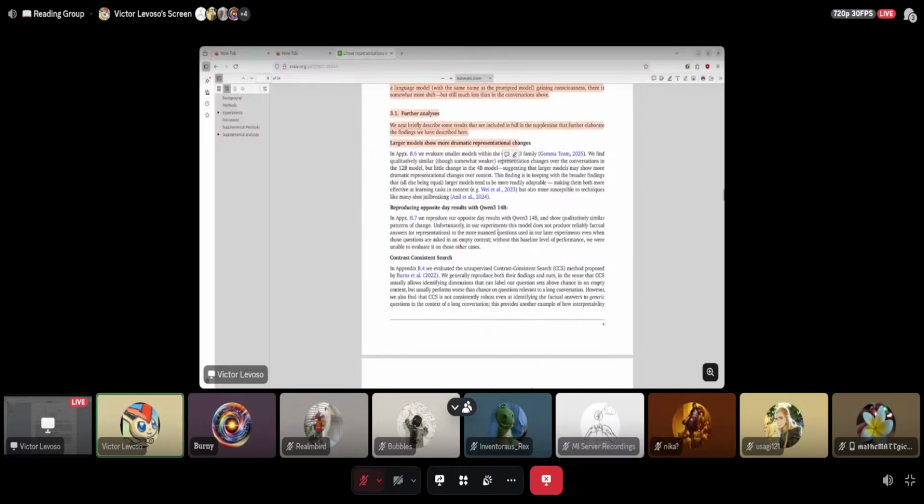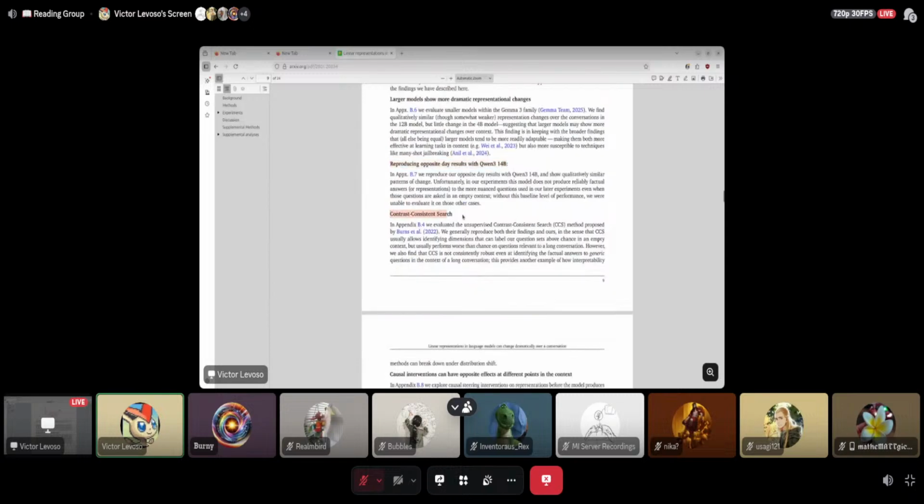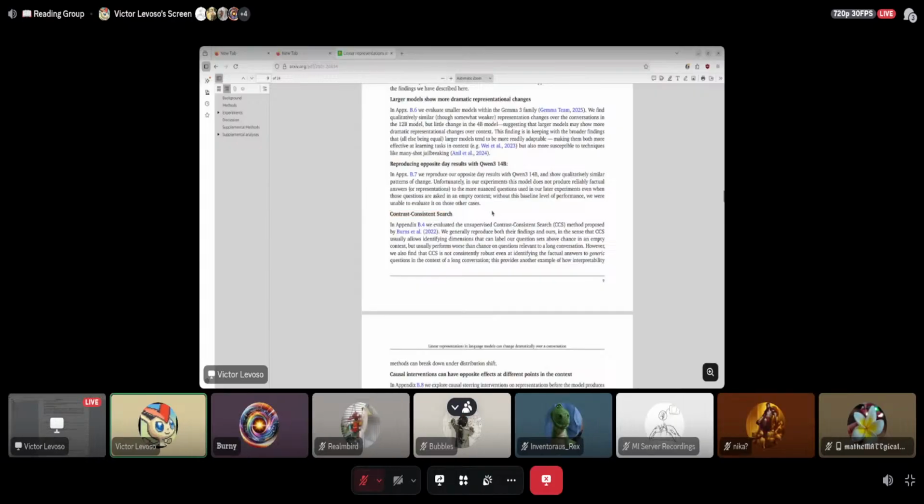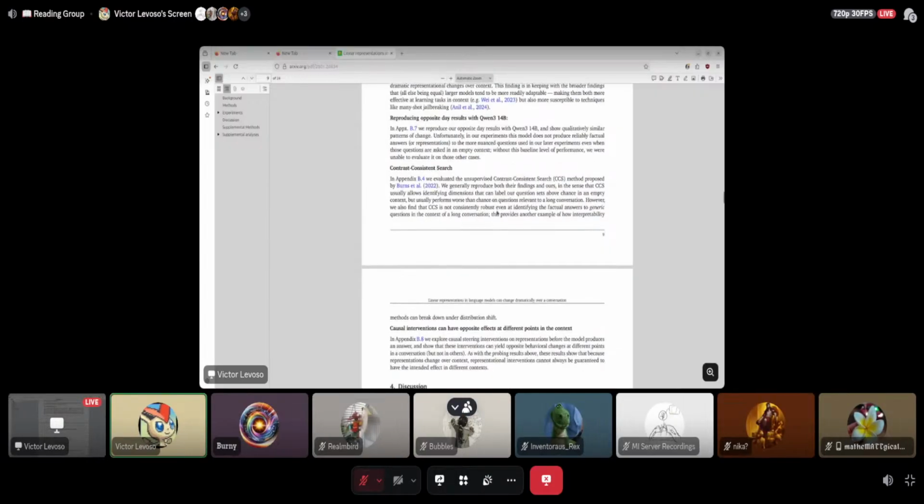Okay, so larger models show more dramatic changes. The processor processes everything, and the contrast process doesn't even work for generic questions. That's the main thing, I guess.